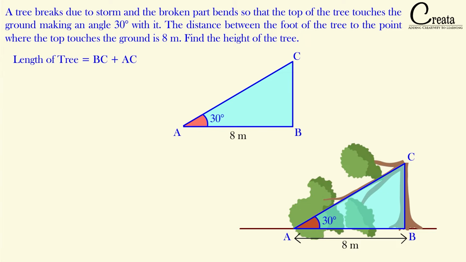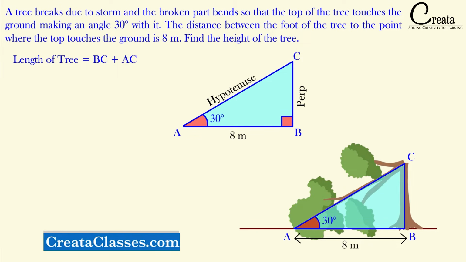Got it? Moving further, let's identify the trigonometric sides. Here BC is the perpendicular as it is opposite to the trigonometric angle. AC is the hypotenuse as it is opposite to 90 degree angle, and the side AB, the remaining side, is the base for this triangle.